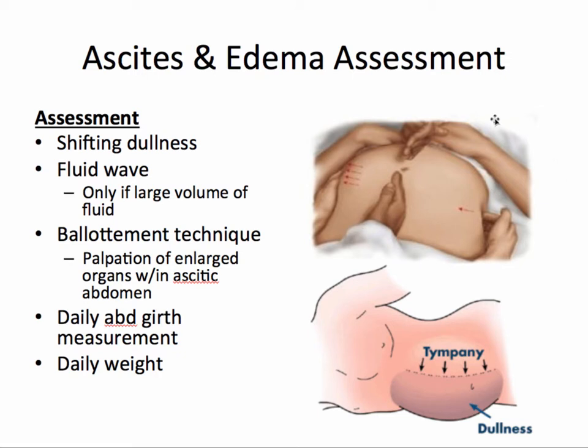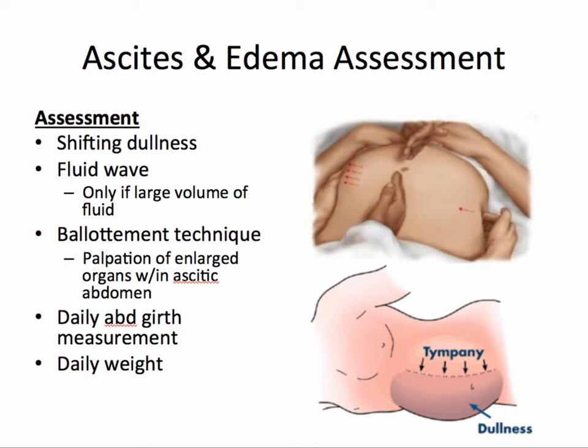A fluid wave test, shown in the top here, can only be assessed if there's a large volume of fluid. This technique requires two examiners. One places their hands in the center of the abdomen. The function of this is to hold down subcutaneous fat, while the other examiner percusses on one side or taps on one side and sees if they can feel the fluid on the opposite side. The ballottement technique involves palpation of enlarged organs within the ascitic abdomen. This process is described further in the textbook.